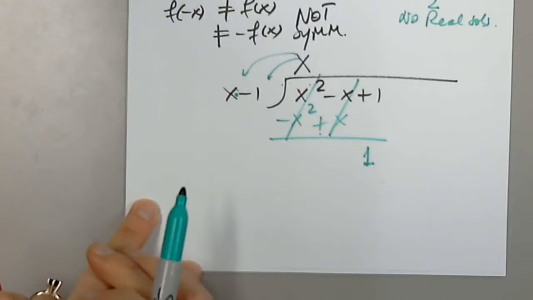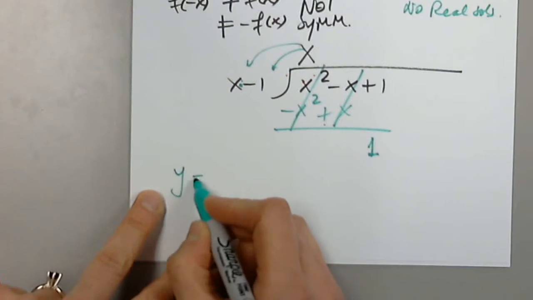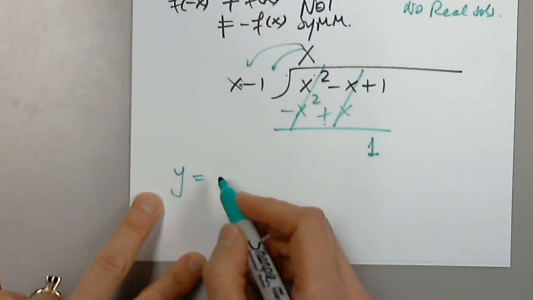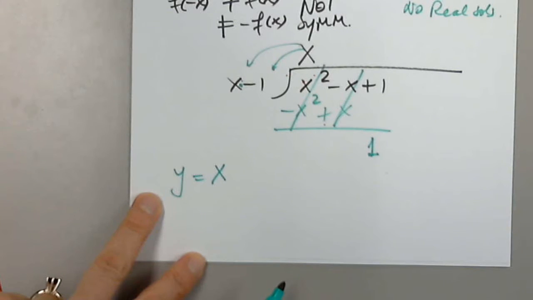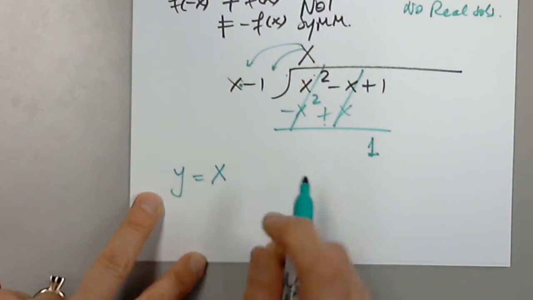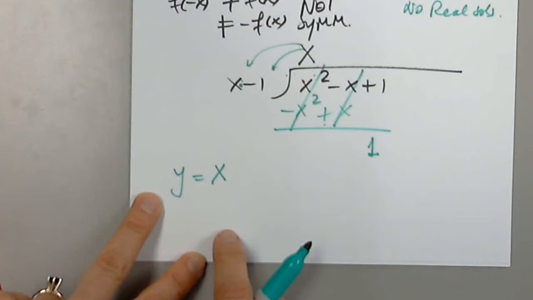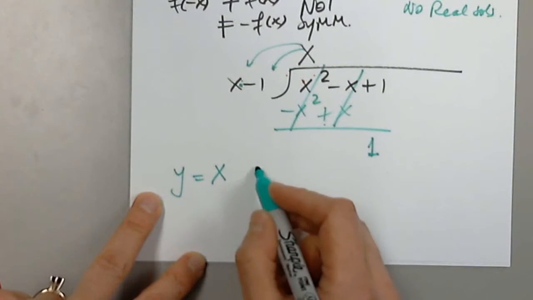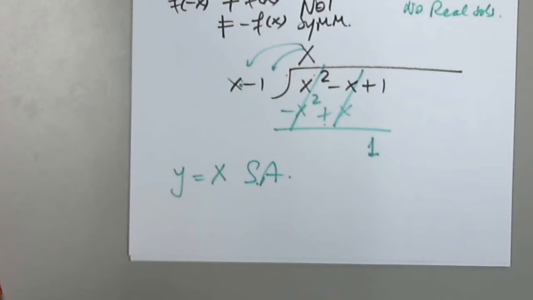X times what is 1? I don't have an answer. So y equals, what is it? X minus... y equals x is the slant asymptote. That's it.